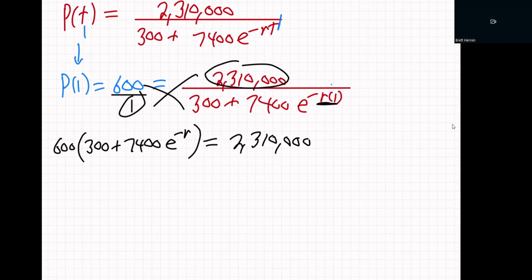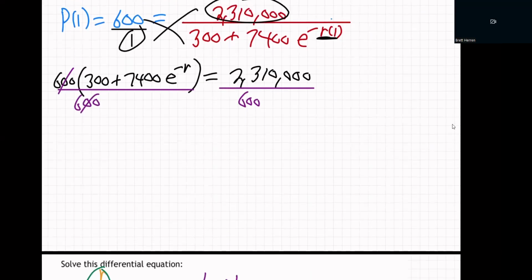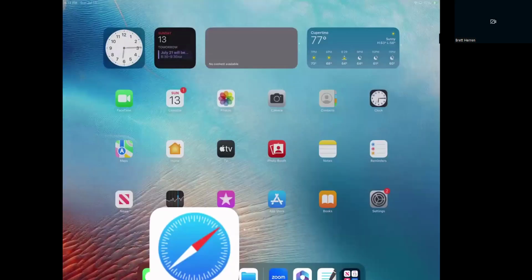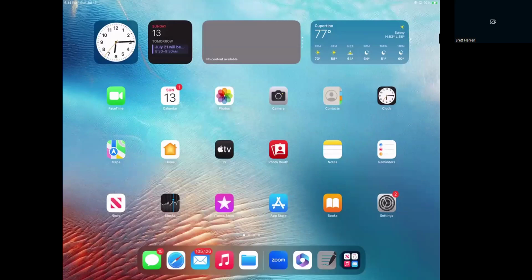So that's just going to be 2,310,000. Okay, divide both sides by the 600. Trying to solve for r here. So then we get 300 plus 7,400 e to the minus r. What is that divided by 600? I don't know. Desmos knows. I'll take that answer divided by 600. It'd be 3850.